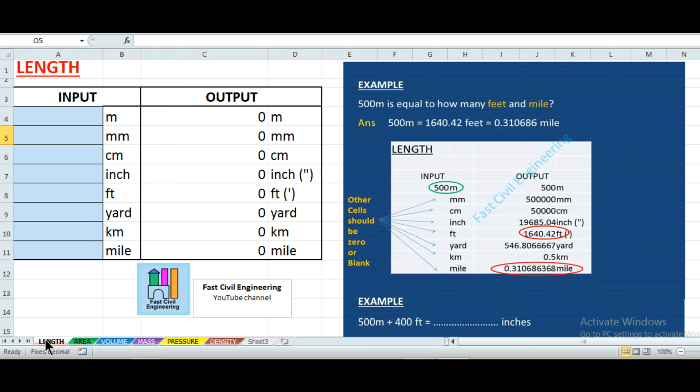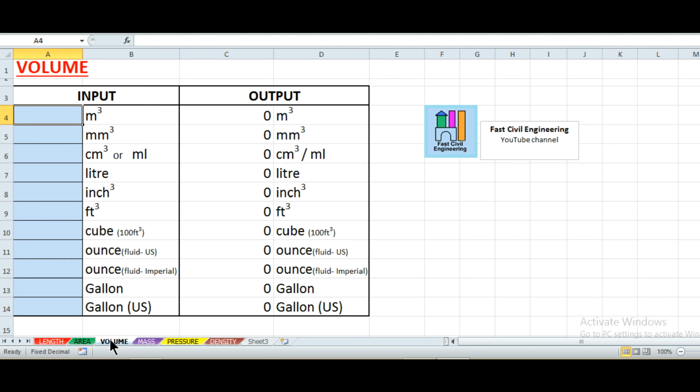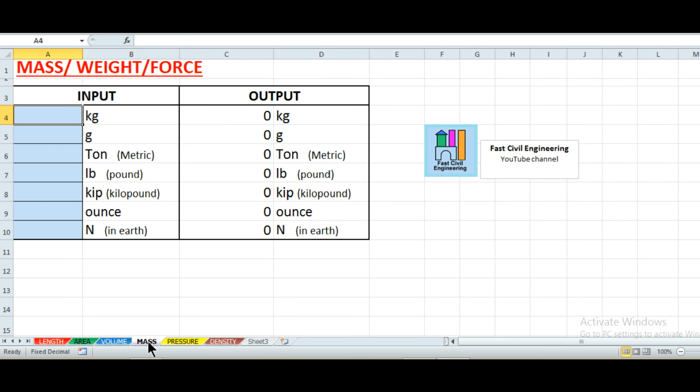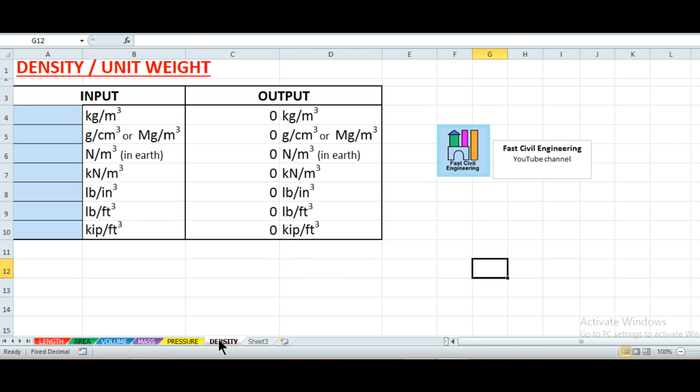This is the length unit converter sheet. This is the area unit converter sheet. This is the volume unit converter sheet. This is the mass or weight or force unit converter sheet. This is the pressure or stress or Young's modulus unit converter sheet. This is the density or unit weight unit converter sheet.